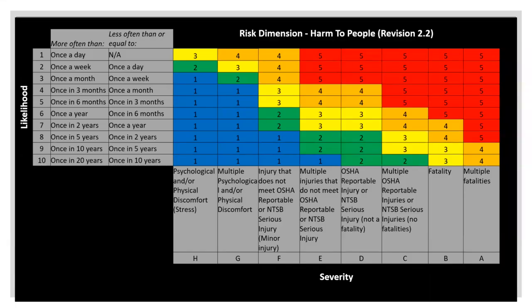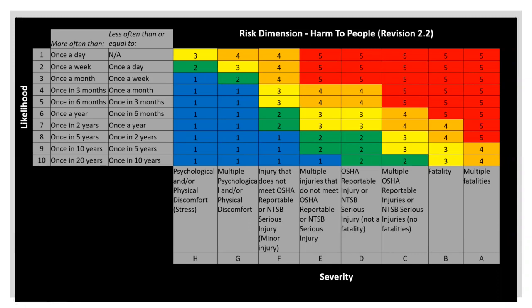So jumping straight into what a risk matrix looks like, this is one that came from an airline. On the left-hand side you have likelihood, which ranges from happening once a day, once a month, once in 3 months, or even once in 10 years, once in 20 years. And at the bottom, you'll see severity. We start with just physical stress and discomfort, and then make our way through injuries, NTSB serious injuries, OSHA reportable injuries, even fatality and multiple fatalities.